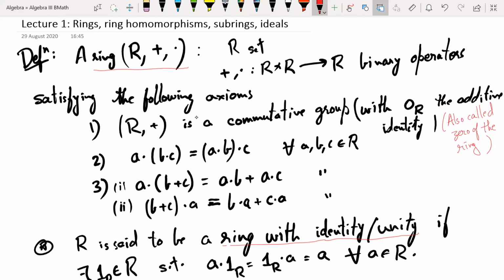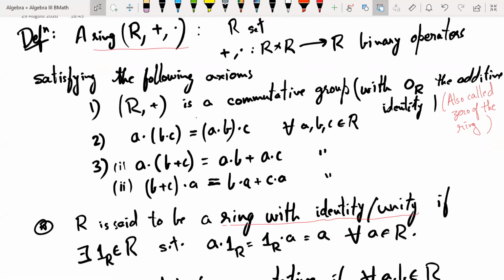And then for dot, the axioms are less restrictive. a · b should be associative, and it should be distributive with respect to plus. There should be a relation between these two binary operators, and that relation is that it should be distributive. So a · (b + c) should be the same as a · b + a · c for all a, b, c in R, and similarly on the other side. That's the definition of a ring.